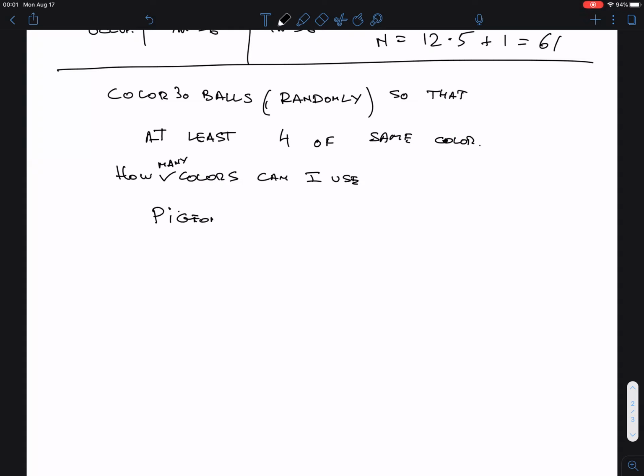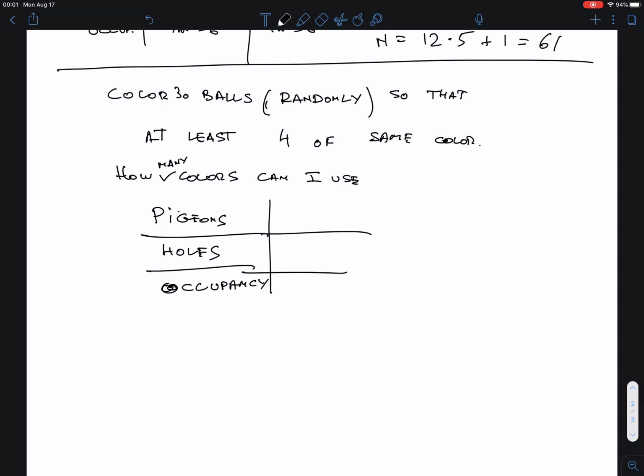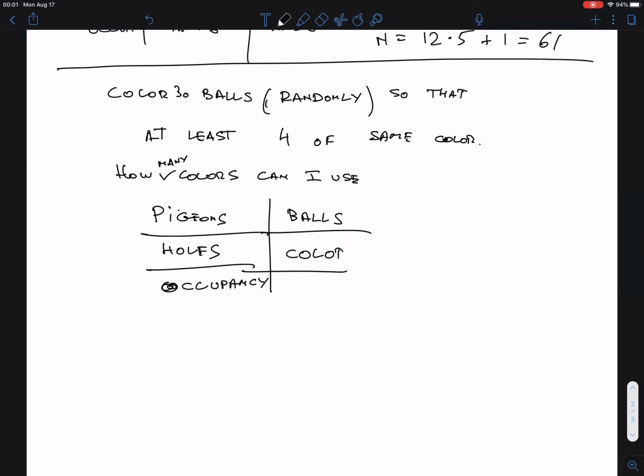So okay, let's analyze this again. We have pigeons, we have holes, and we have the occupancy condition, right? All right, so let's see. What are the pigeons here? Well, okay, we're talking again about the balls. And we are just giving a color, so that's the holes. And what is the occupancy condition? Well, at least 4 of the same color. Okay, so that we know. Do we know the number of balls? Yes, actually, we've given 30 balls. So we know this one.